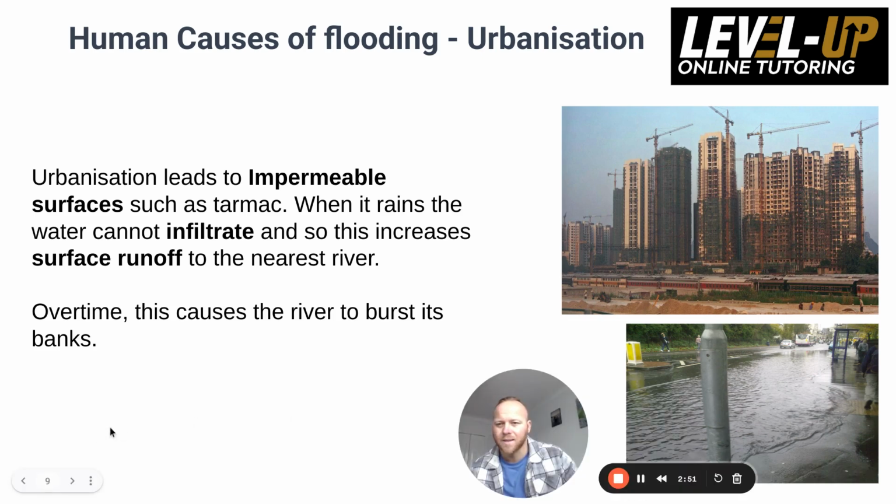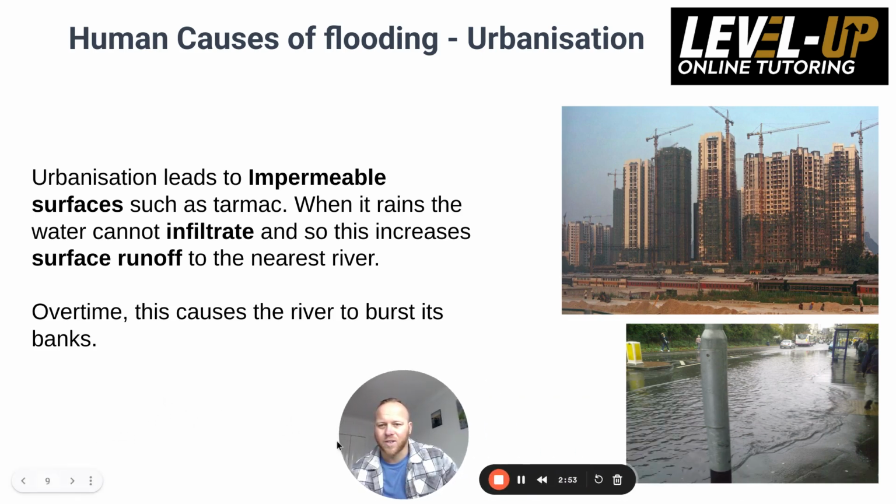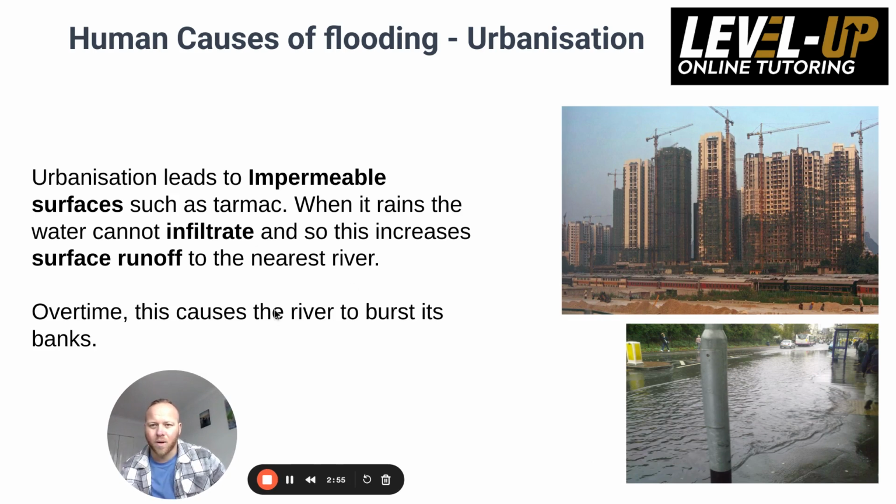The first one I'm going to look at is this idea of urbanization. I've put in bold all of the keywords that you need to know here, and there's a really good picture which shows this happening. Rainwater lands on an impermeable surface like tarmac, where it cannot infiltrate, and this just increases surface runoff back to the drains or the river or the stream, and eventually that river will burst its banks because water is getting into it really super quickly.